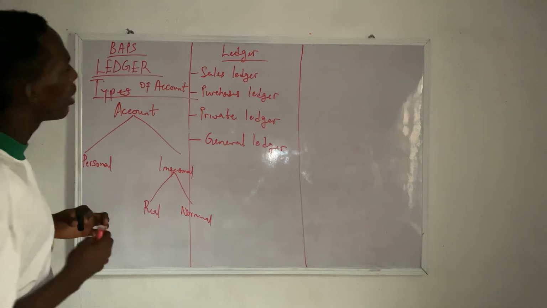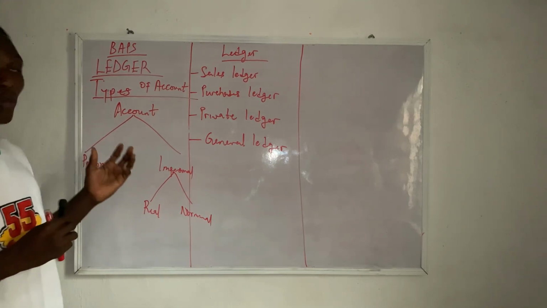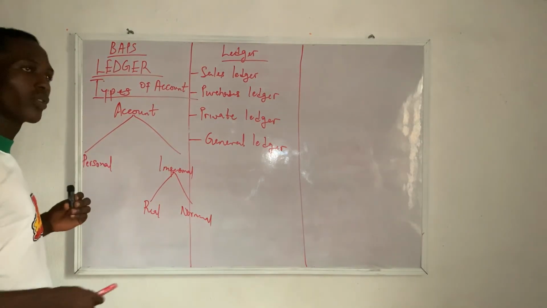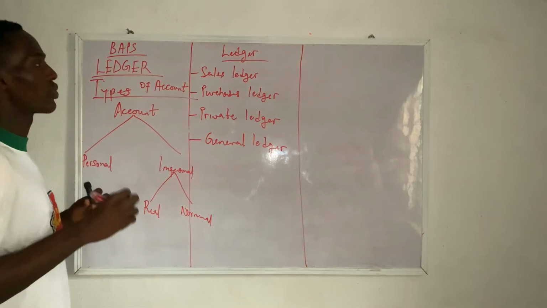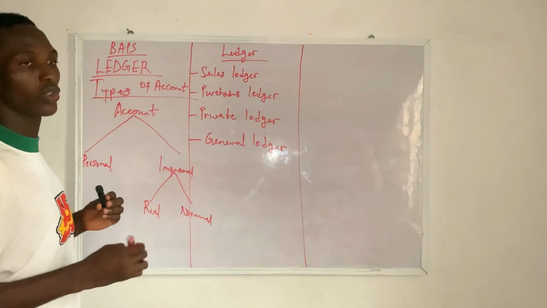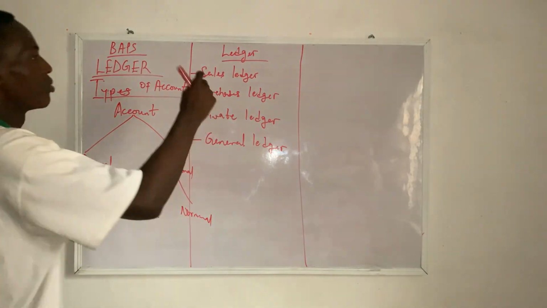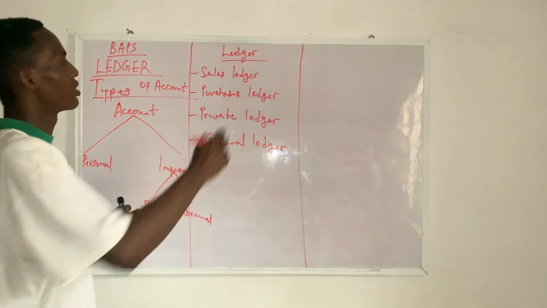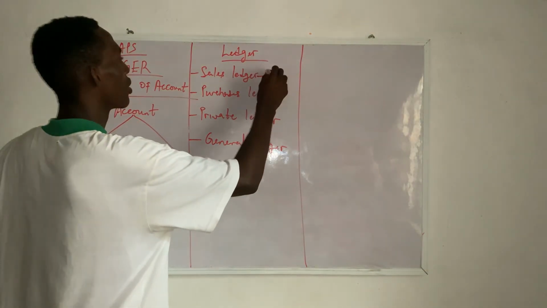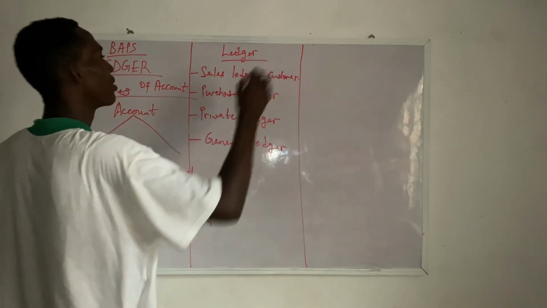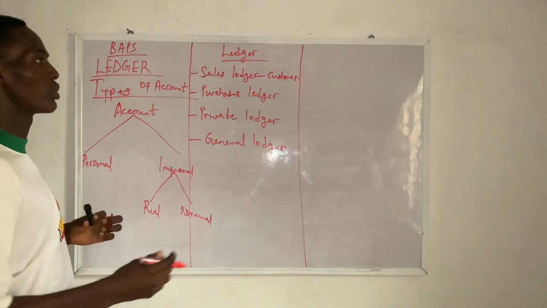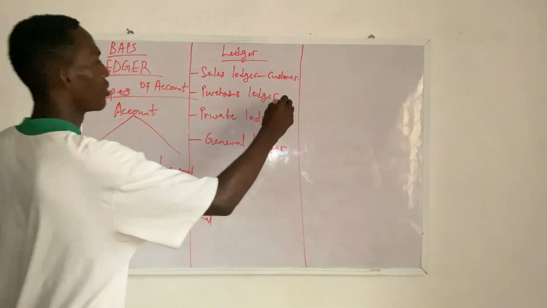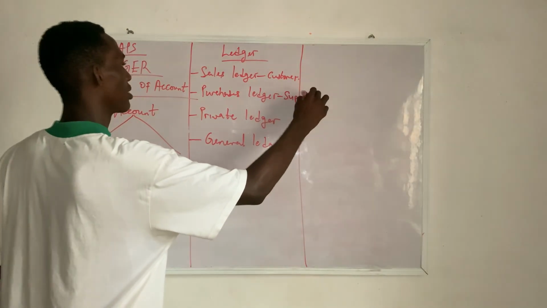So our sales ledger serves just one purpose. Our sales ledger is for recording credit transactions. It is used for recording debtors accounts, that is customers accounts. Both your sales ledger and purchases ledger are used for credit transactions only. Sales ledger is for customers. It's used to record transactions with customers that bought goods on credit, while purchases ledger is used for recording credit transactions with our suppliers.